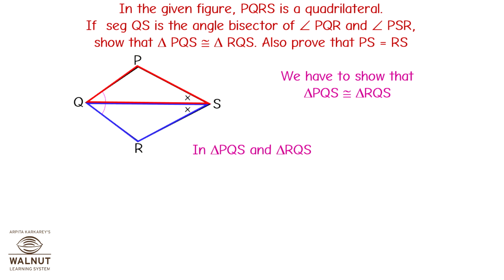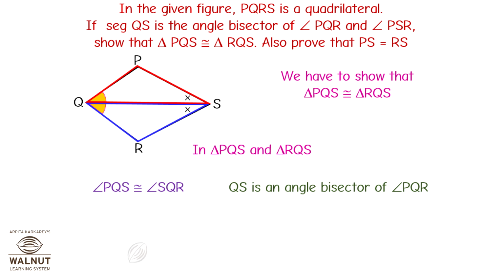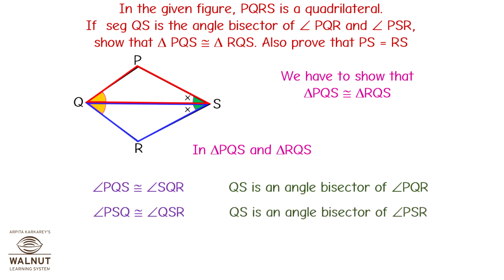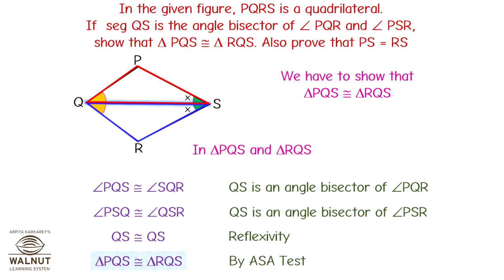In triangle PQS and triangle RQS, angle PQS is congruent to angle SQR as QS is an angle bisector of angle PQR. Angle PSQ is congruent to angle QSR as QS is an angle bisector of angle PSR. QS is congruent to QS, reflexivity. Therefore, triangle PQS is congruent to triangle RQS by ASA test.